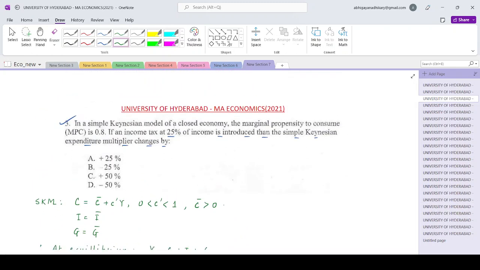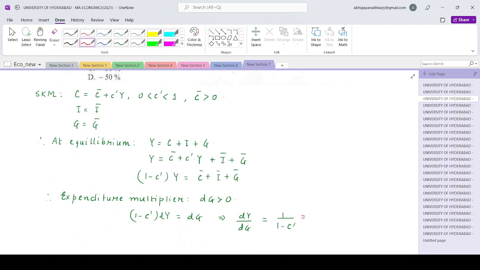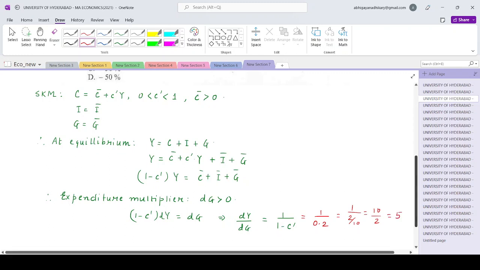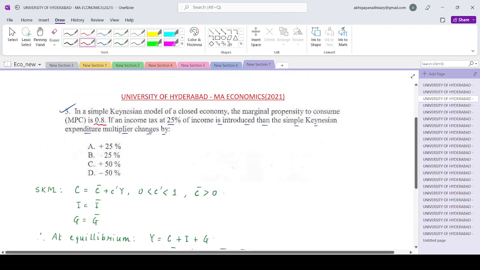And look over here, the MPC has been given to be 0.8. So if I just substitute it, it is 1 by 0.2, so that is 10 by 2, which is equal to 5. Correct? So this is the government expenditure multiplier in the absence of tax.